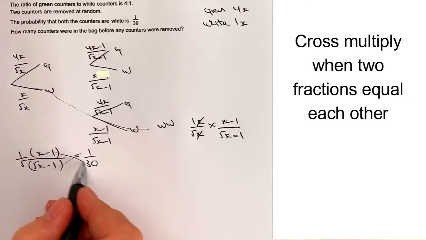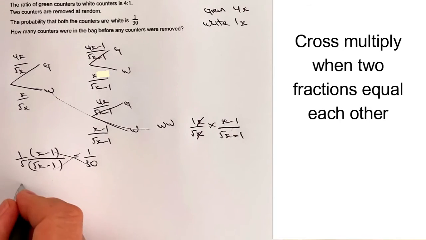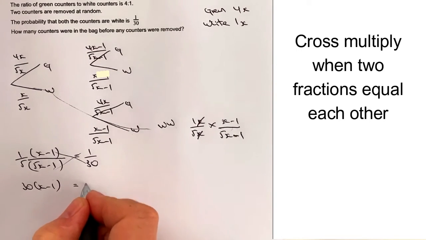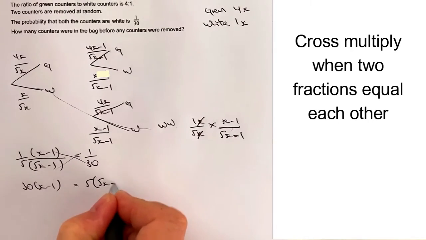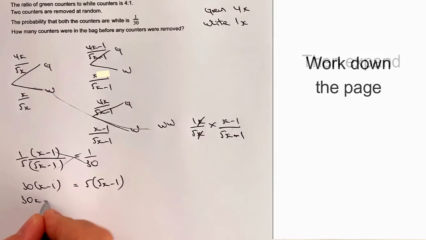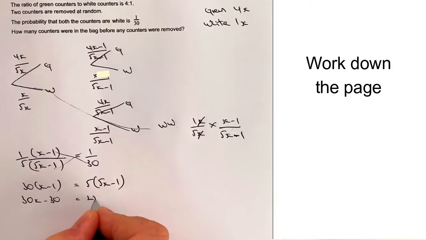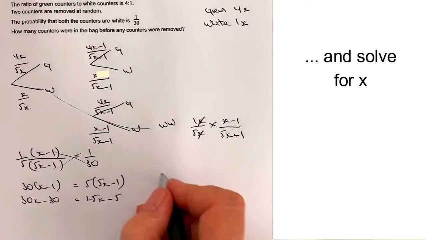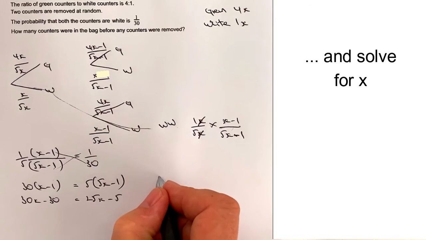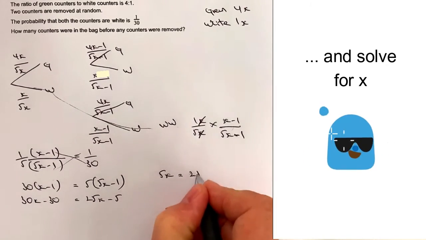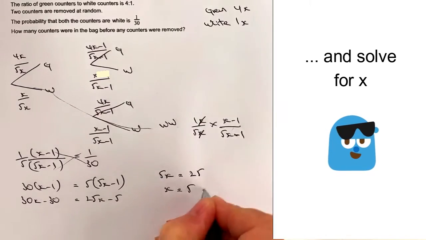So let's cross multiply. I'm going to do 30 times x minus 1 equals 5 times 5x minus 1. Okay, so that's going to give me 30x minus 30 equals 25x minus 5. And then if I make x the subject, if I minus 25x from both sides, I'm going to get 5x equals 25, so therefore x equals 5.